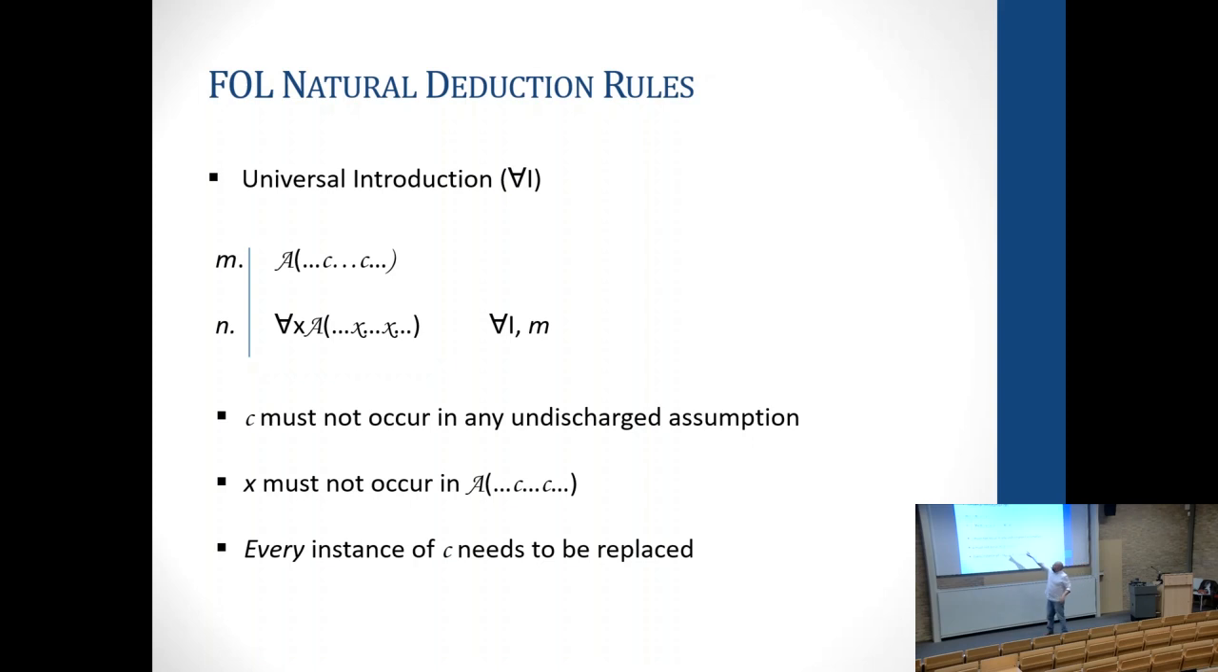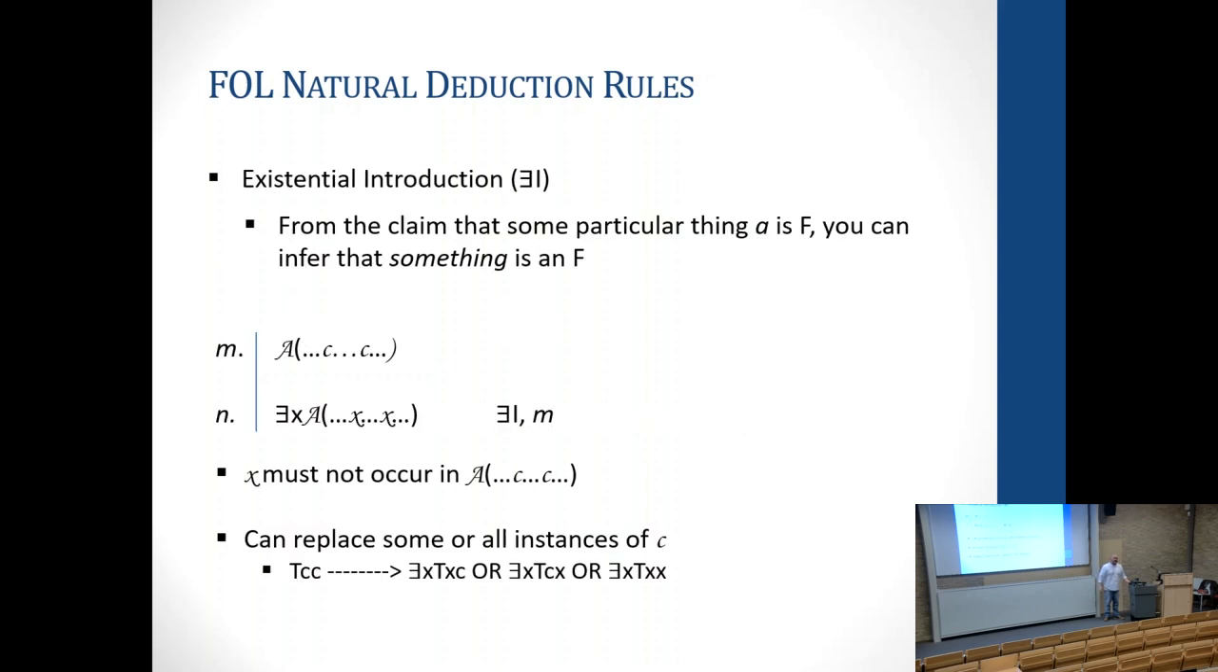So if we had a sentence that featured A, B, and C, and all three of them were arbitrary names, you could introduce three universal quantifiers. One for A, one for B, one for C. You couldn't do one that wipes all of them out. It's always replacing every occurrence of the one name. Okay, cool. So that's the universal.